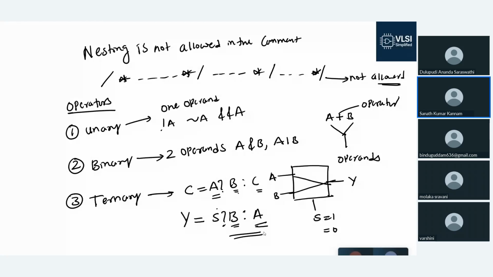And comments: to increase readability and understanding, we use comments. There are two types. One is the single line comment, which we represent with a double slash. Multiple line comments we represent with slash star, and nested comments are not allowed. Next, we have seen the operators. The unary operator has only one operand, binary means two operands, and ternary means three operands. So this is about today's session. I think you understood.